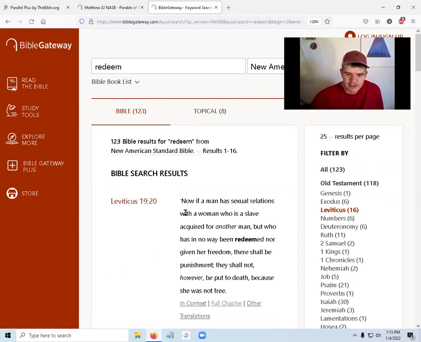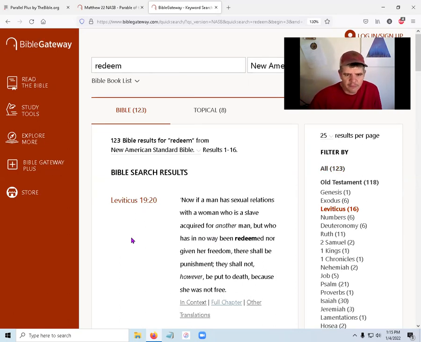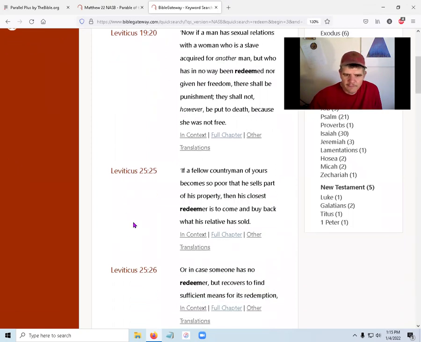If a man has sexual relations with a woman who is a slave acquired from another man, but who has in no way been redeemed nor given her freedom, there shall be punishment. But they shall not, however, be put to death because she was not free. She was not free, so the punishment isn't as strict. And the slave has not been redeemed. Hopefully they would redeem all the slaves. Come on, people.